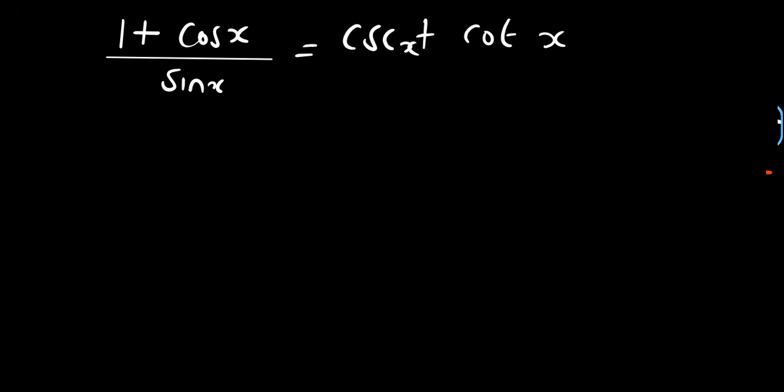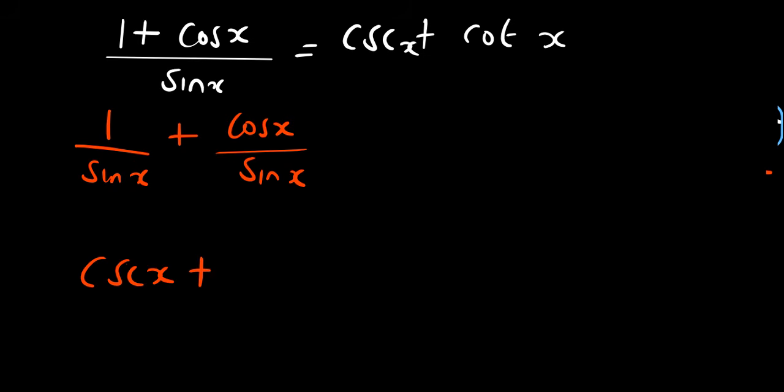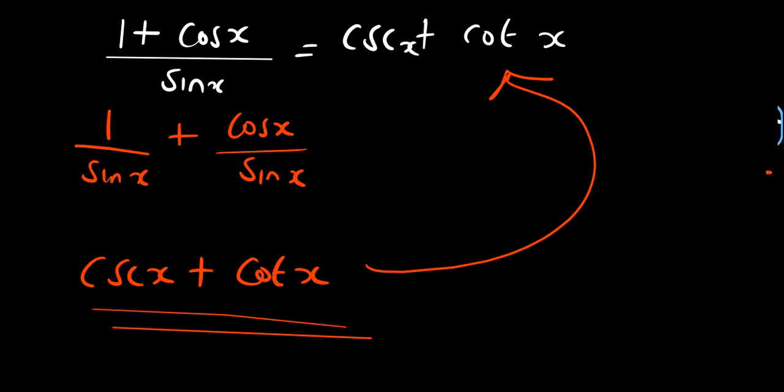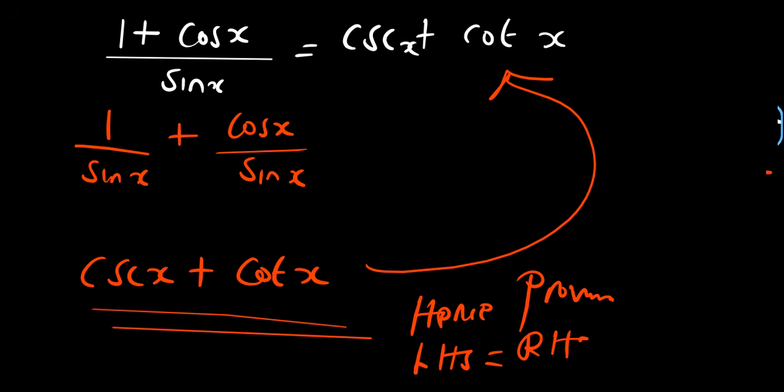So let's solve. Even this one I'm going to split like we split the other one, so it will be 1 over sin x plus cos x over sin x. And now you know that 1 over sin x is just the same as cosec, right? So I have cosec x plus cos x over sin x. You know that this is the opposite of tan, right? The opposite of tan is cot x. So therefore this will be our final answer, because this is equal to that. Hence proven. Why? Because the left hand side is equal to the right hand side.